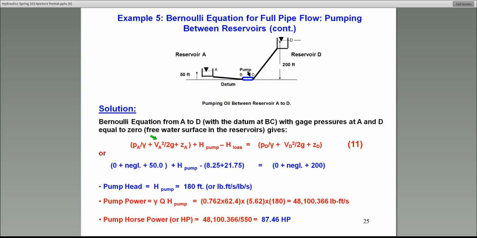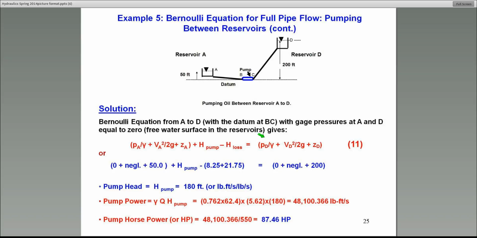Plus any head delivered to the system. Doesn't matter where the pump is. This simply is an energy budget equation. So plus head delivered by the pump minus any head loss. Now remember, you're going from point A to point D, and therefore on the right hand side must be the total energy at D: PD over gamma plus VD squared over 2g plus ZD.